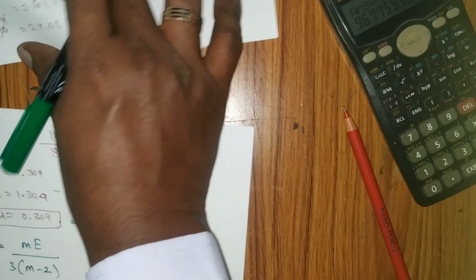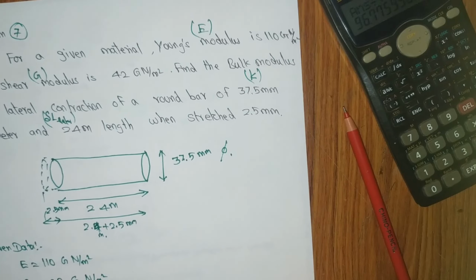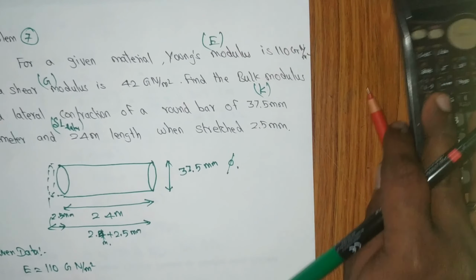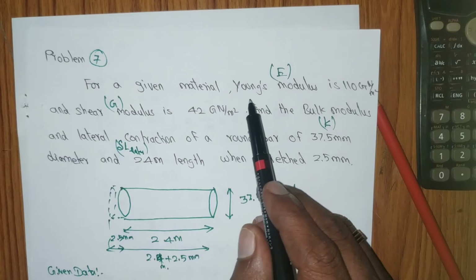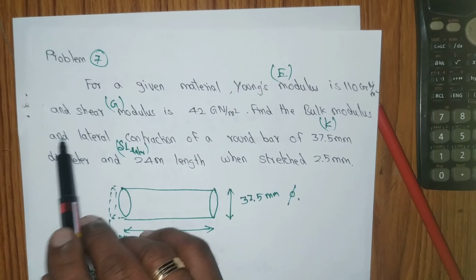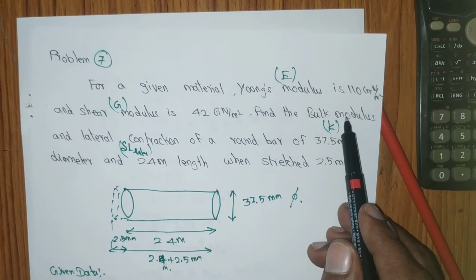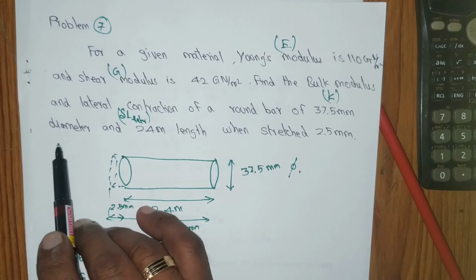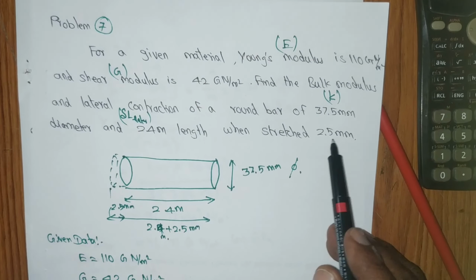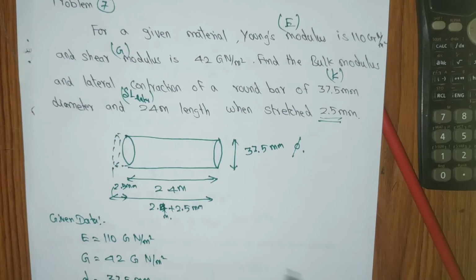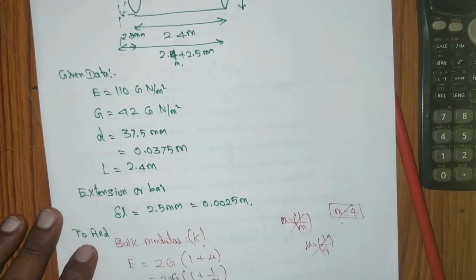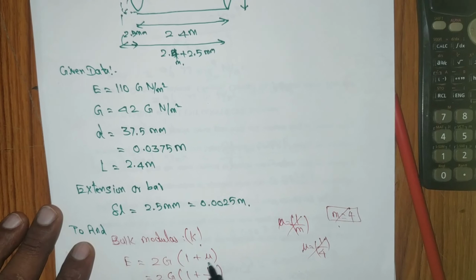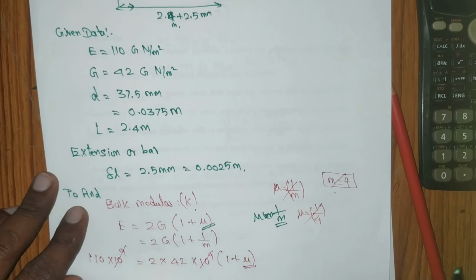So in this problem we have to find out the bulk modulus and lateral contraction. For the given material, Young's modulus is 110 gigapascal and shear modulus is 42 gigapascal. Find out the bulk modulus K and lateral contraction of the rod, which has 37 mm diameter and 2.4 m length, with a stretching of 2.5 mm. We write the formula in terms of the Poisson ratio mu, or we can call that 1 by m. In some cases they will give the m value directly, so we will substitute that.